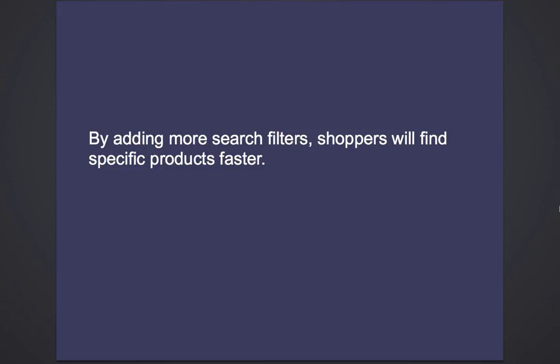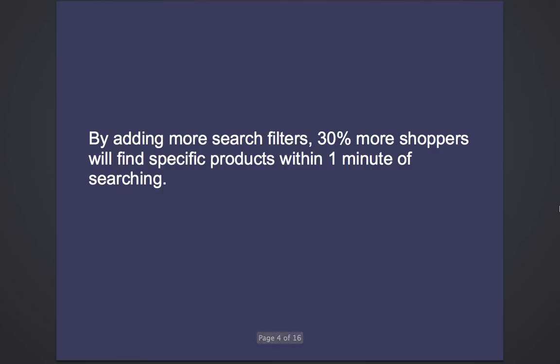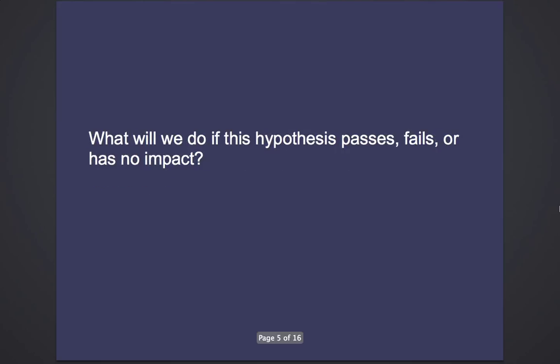To make this a good hypothesis, we need to get more specific. By adding more search filters, 30% more shoppers will find specific products within 1 minute of searching. If you want to learn more about how to define a good hypothesis, please see the video, The 5 Components of a Good Hypothesis. Next, we need to ask ourselves, what would we do if this hypothesis passes, fails, or has no impact?